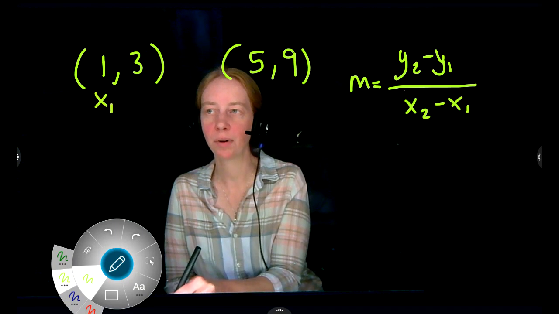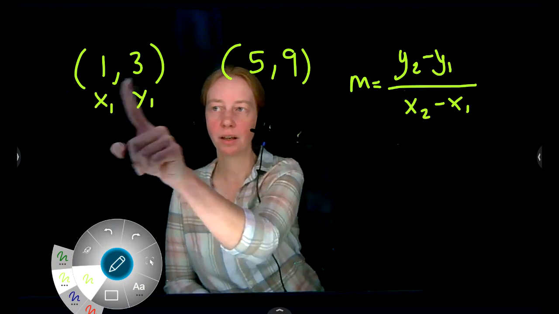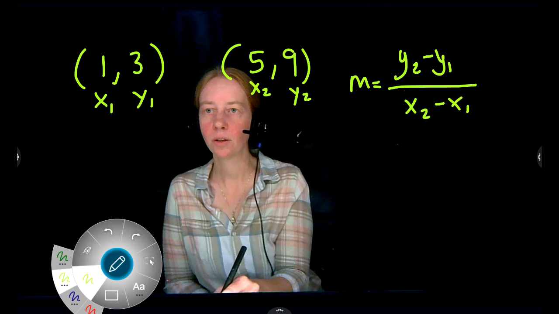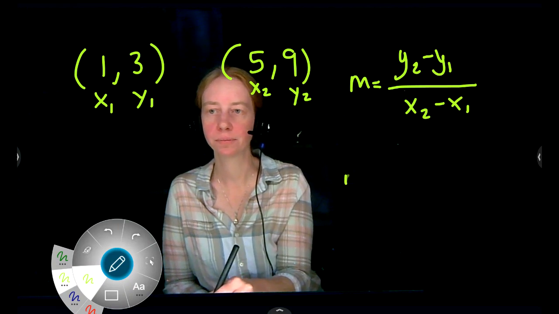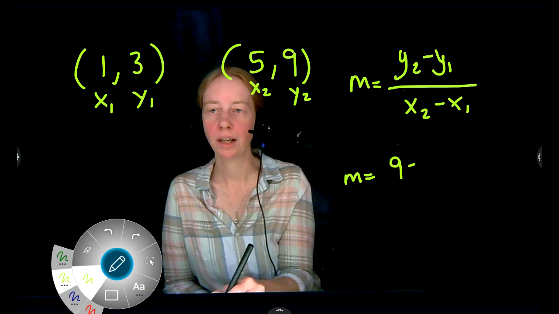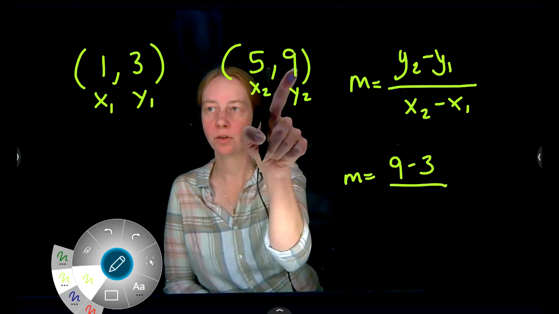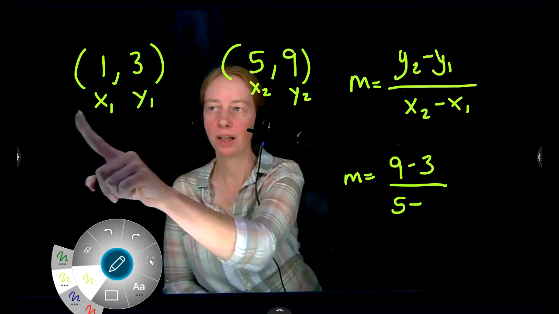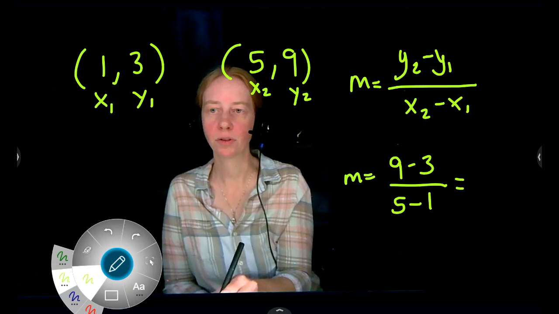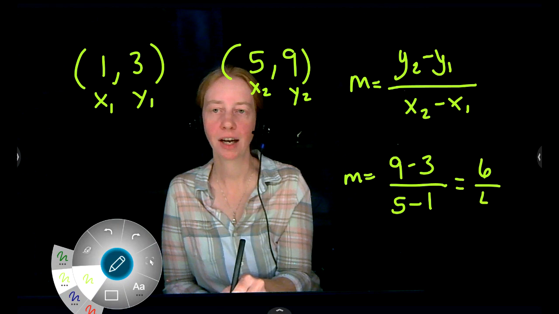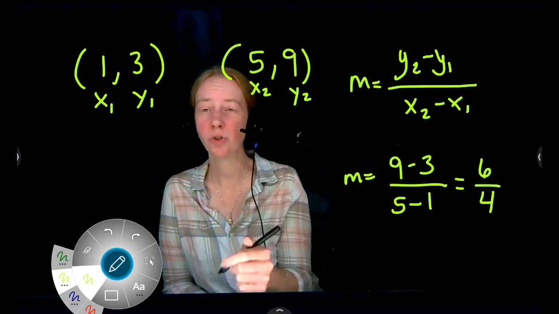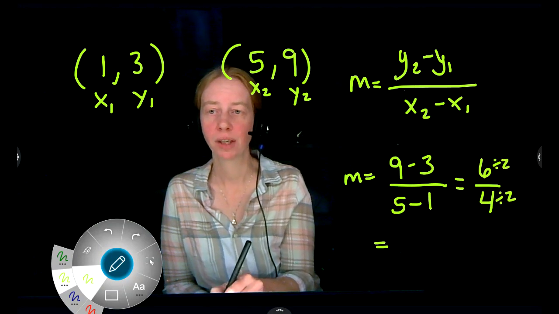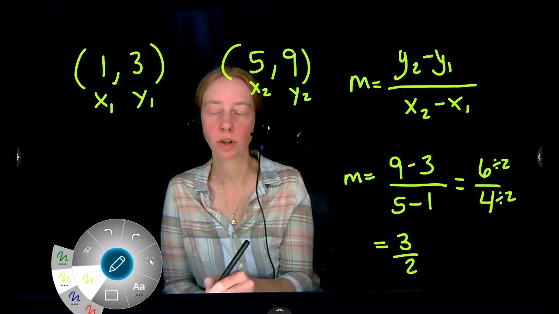When I say x1 and y1, that's going to be these guys. So this is x1, y1. This is x2, y2. Okay, so let's put that in the formula. So y2 is 9. y1 is 3. So I've gotten y2 minus y1. x2 is 5. x1 is 1. And then I'm going to solve this. So 9 minus 3 is 6. 5 minus 1 is 4. Now I can reduce this fraction or simplify it more. Each of these can be divided by 2. And so I'm actually going to write this as 3 over 2.